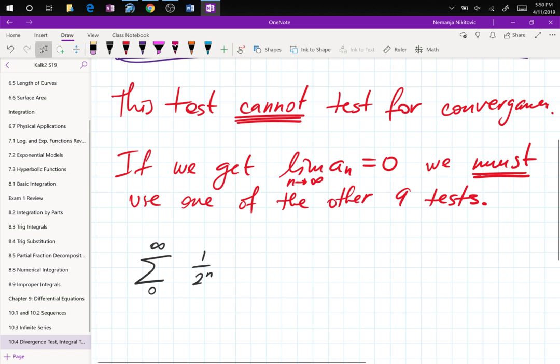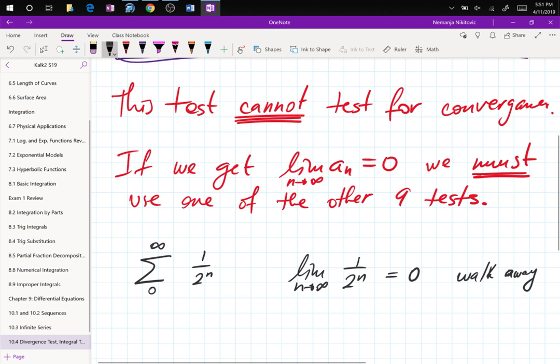You say, all right, let me try the divergence test because that Serbian guy said so. So limit of 1 over 2 to the n as n goes to infinity. You got 0. You got 0. Walk away. All right? Walk away. Now, the divergence test failed because we got 0.